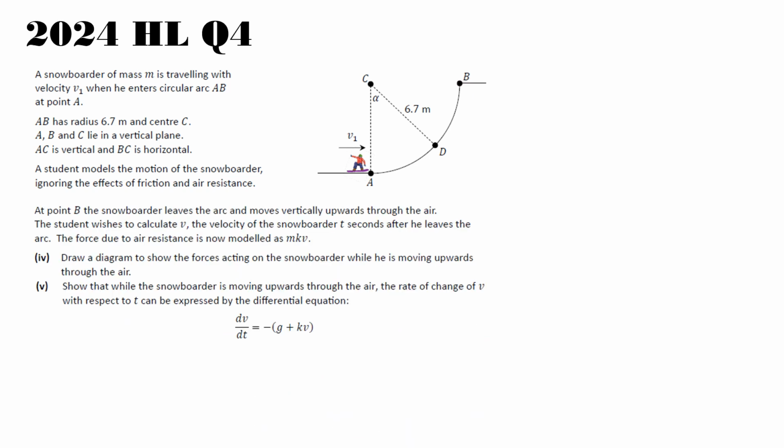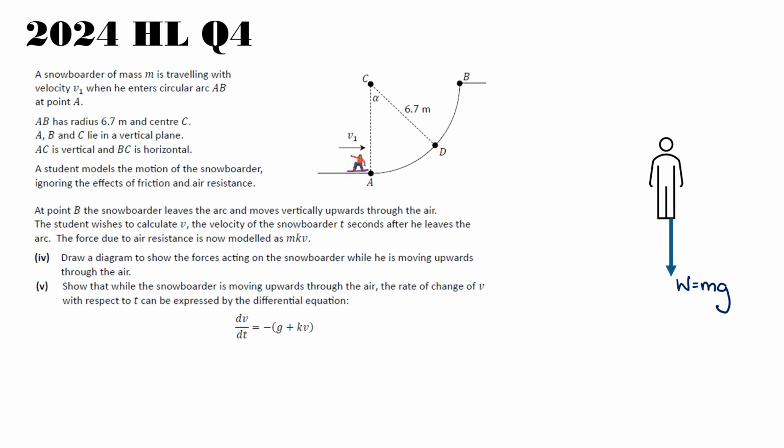At point B, the snowboarder leaves the arc and moves vertically upwards through the air. The student wishes to calculate v, the velocity of the snowboarder, t seconds after he leaves the arc. The force due to air resistance is now modelled as mkv. Part 4 asks us to draw a diagram to show the forces acting on the snowboarder while he's moving upwards through the air. So here is our snowboarder. And the first thing we're going to put in is weight. And we know how that acts and we know how that works. So that is mass times gravity.